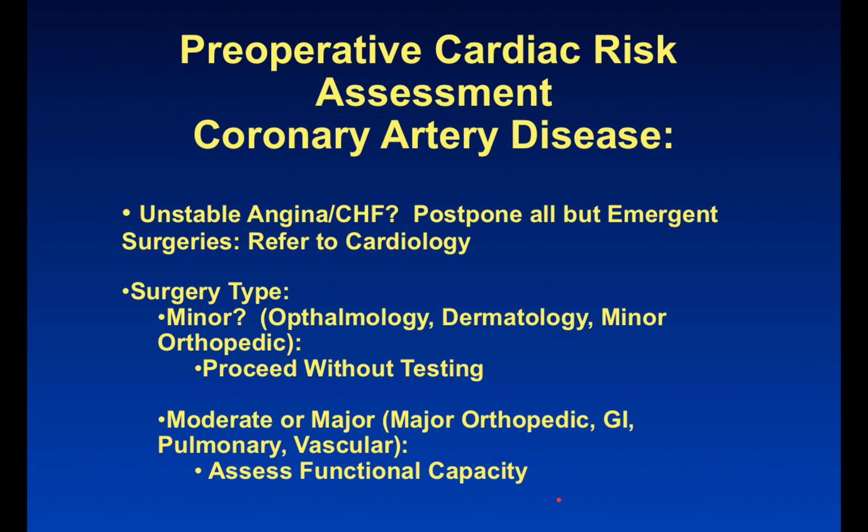Next, if they don't have unstable symptoms, ask yourself what the surgery type is. If it's minor, such as cataract, ophthalmology, dermatology, minor orthopedic, they really don't need testing unless they are supremely unstable. They should just go ahead and have those surgeries. But if they have more moderate or major surgeries, such as major orthopedic, gastrointestinal, pulmonary, or vascular surgeries, the next thing you should do is assess their functional capacity.